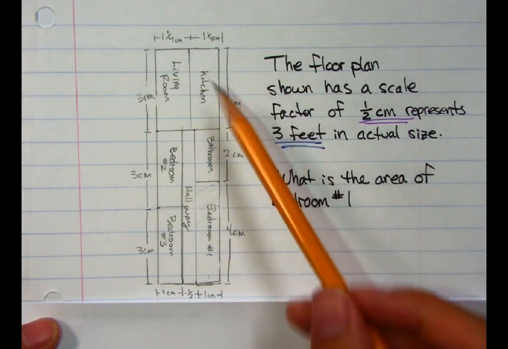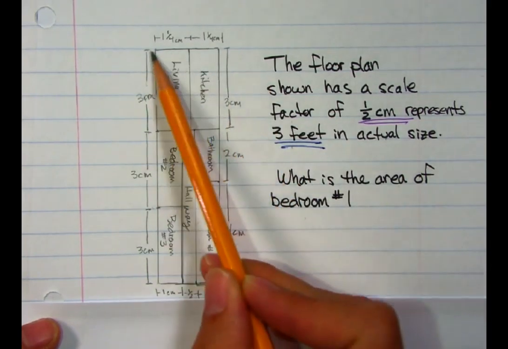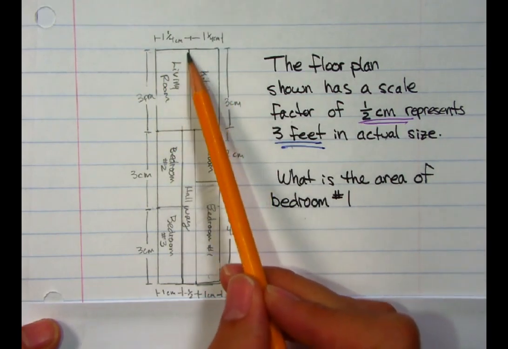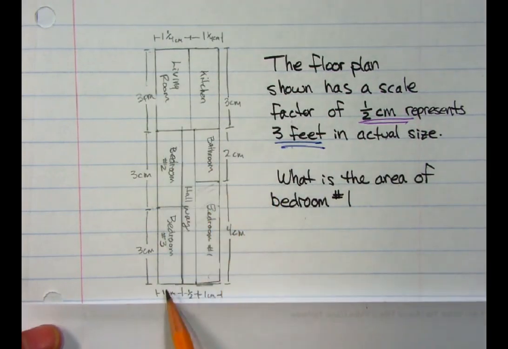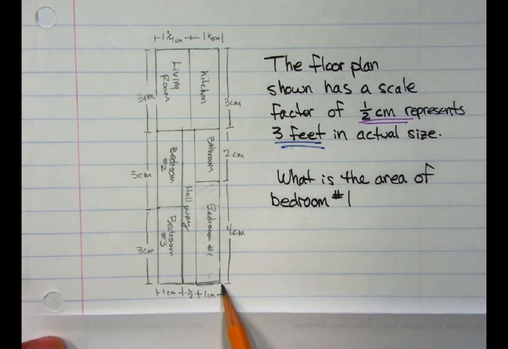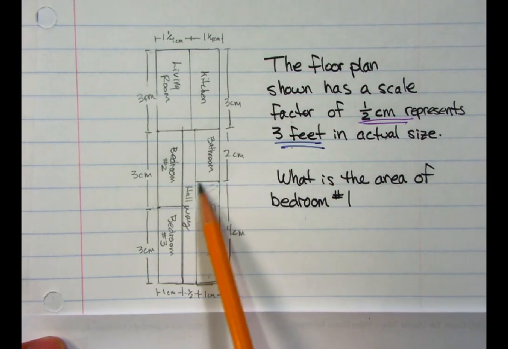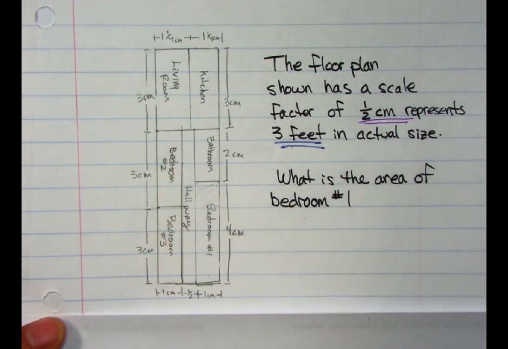So notice these real quick. This is 3 centimeters, 3 centimeters, 3. Across, the living room was 1 1/4 centimeter, and so was the kitchen. Bedroom number 2 is only 1 centimeter across. Bedroom number 1 is 1 centimeter, but 4 centimeters up. And the bathroom, 2 centimeters up, 1 across. All right, and the hallway here is 0.5 centimeter.